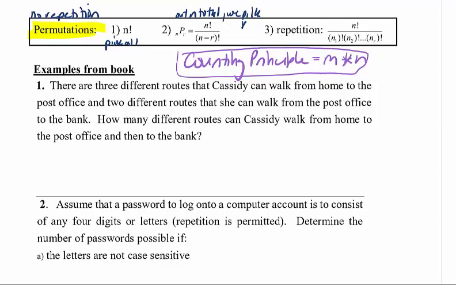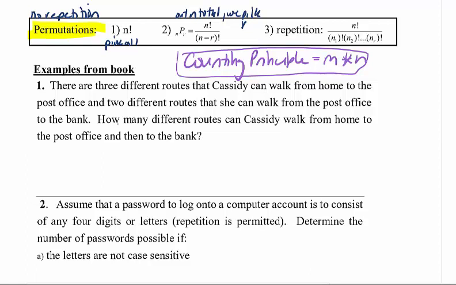So again, I want you to read each one of these, pause it, try to work it out. You're not going to get every single one right, and then unpause and listen to me talk. So number 1, there are 3 different routes that Cassidy can walk from home to the post office, and 2 different routes that she can walk from the post office to the bank. How many different routes can Cassidy walk from home to the post office and then to the bank?